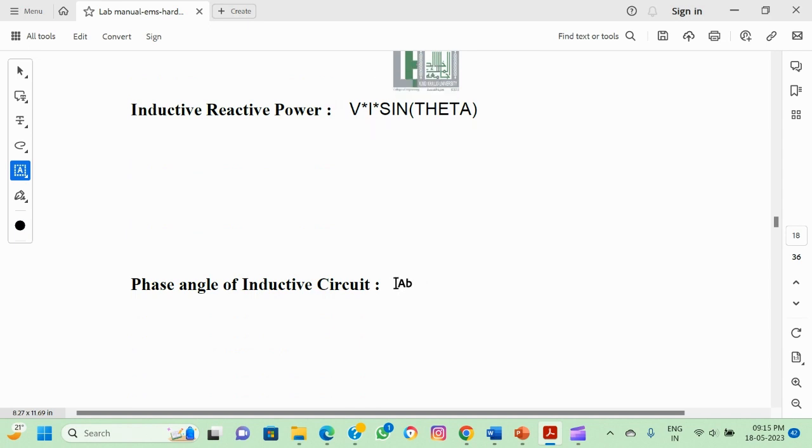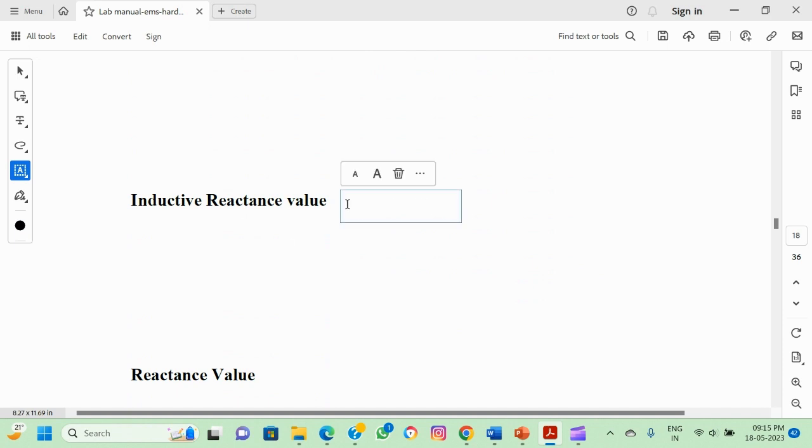Phase angle, how will we get the phase angle? The phase angle we will get with the same formula: cosine inverse of W by VI. Inductive reactance, how will we get the inductive reactance? X will be equal to, same, V divided by I.